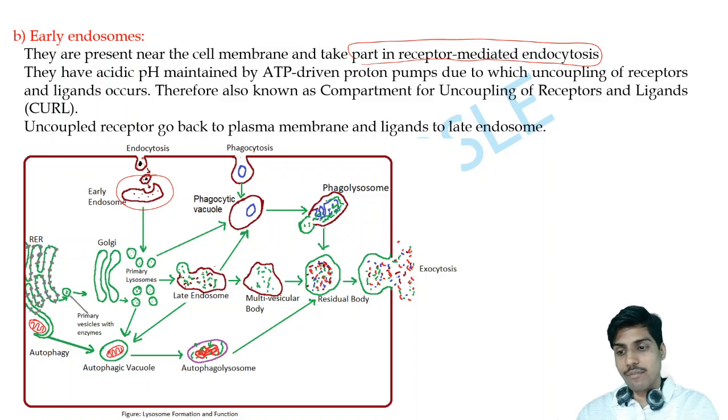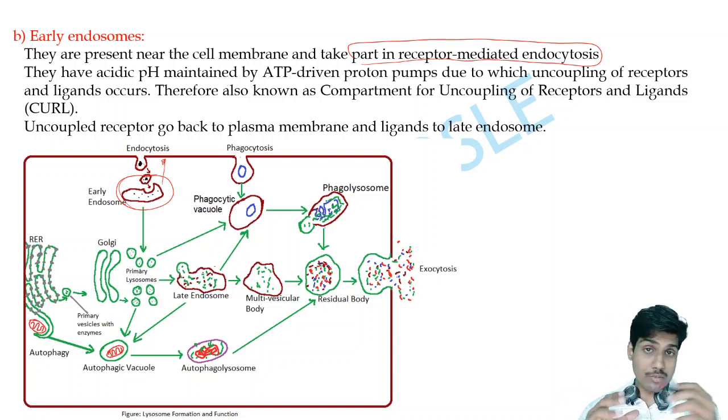Okay, but after that they come inside and they fuse with the early endosome. And what is the early endosome? It is nothing but that which is formed out of those endosomes only. And when multiple endosomes come together, they form a structure like this, and this is basically present near the cell membrane only.